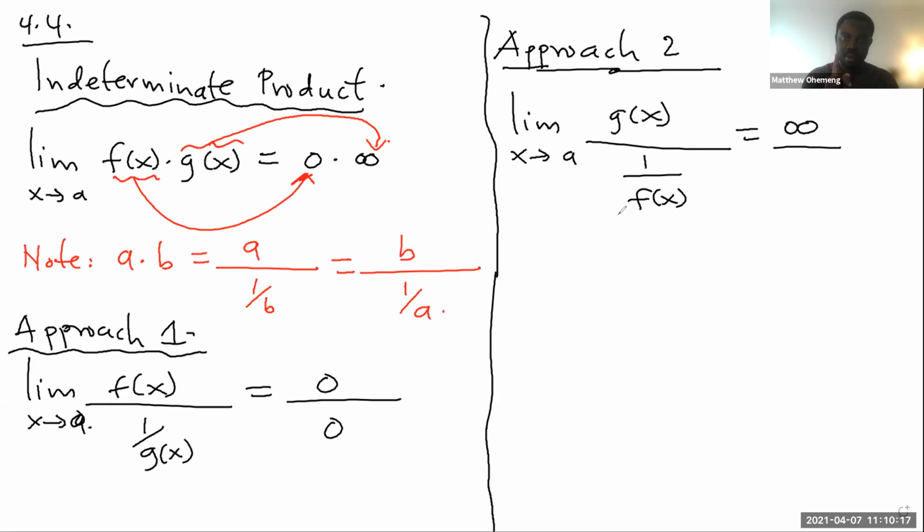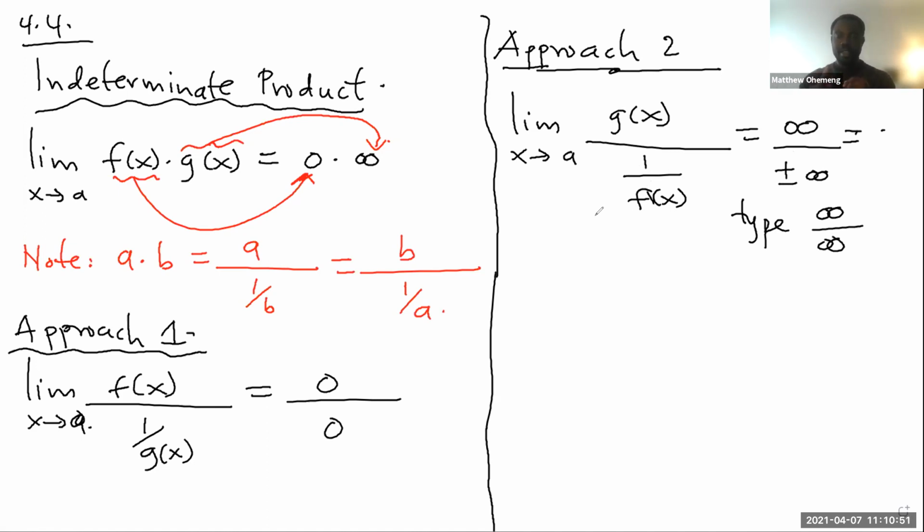1 over 0 is a non-zero number over 0. You see? So that means your answer is going to be either plus infinity or minus infinity. But in either case, you are going to end up with what? A type infinity over infinity indeterminate form. You see? So if you write it in this form too, it reverts back to that indeterminate form. So we apply L'Hopital, differentiate the g of x, differentiate the 1 over f of x, and then try and get your result. Right? So that's the strategy.